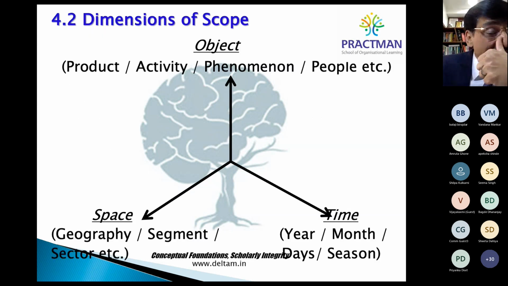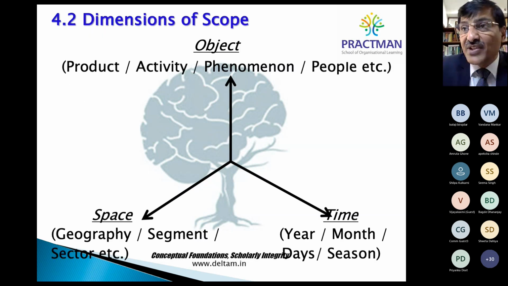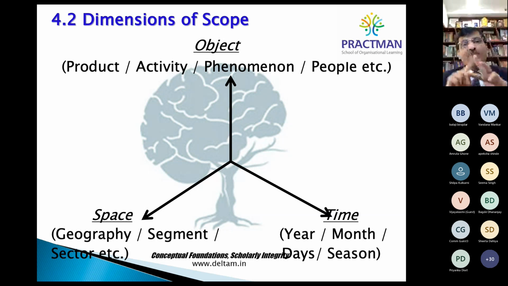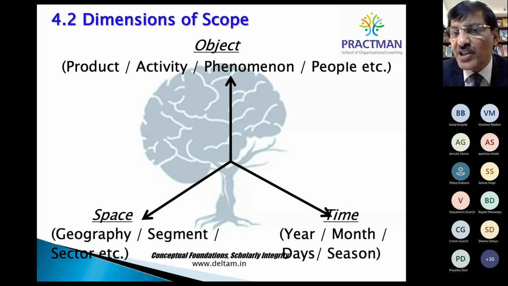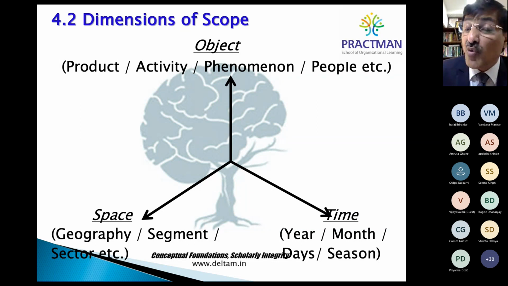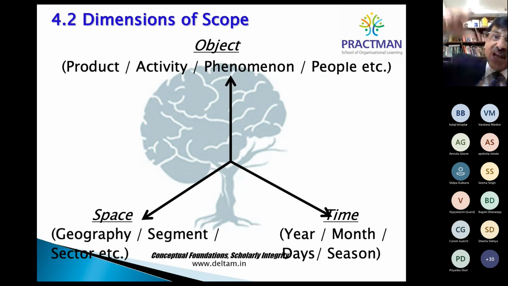Now, when you sit down to define the scope of your PhD thesis, you will have to keep at least three dimensions in mind. Which objects you are covering in your research. That means which products you are focusing on, which activities, which phenomena, what people or what kind of organizations you are focusing on. That is one dimension of your scope.